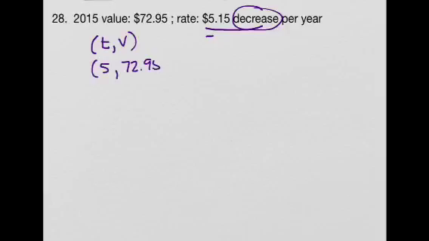Okay, 28 is similar to the previous one, to 25, except this time the rate is decreasing, so the slope right here is going to be negative. Okay, because of this, it's going down. It's still 2015, so our ordered pair T, V will be 5, 72.95, and our slope would be negative 5.15.